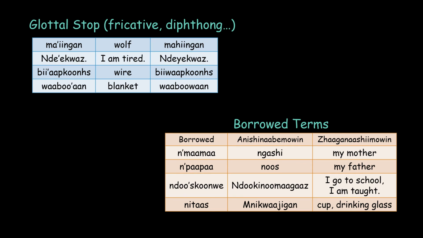Another aspect of Ojibwe orthography is the glottal stop. The glottal stop refers to a very slight, almost unnoticeable pause in speech to switch sounds. One type of glottal stop is the fricative. The fricative uses consonants, usually an H, Y, or W, to help blend the sounds. Let's read a few examples. Remember, repeat after me.